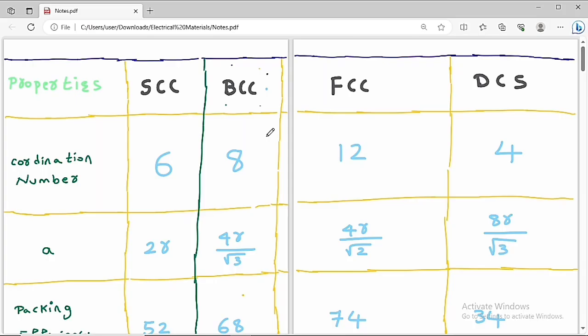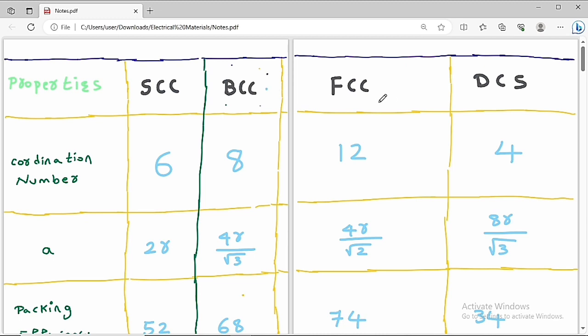You, some important points regarding the crystal structures of the electrical materials. So basically here we are going to have four types of crystal structures. One is the simple cubic crystal. Second one is the body centered cubic crystal, the third one is the face centered cubic crystal, and the last one is the diamond cubic structure. So these are the four types of crystals that occur in nature.